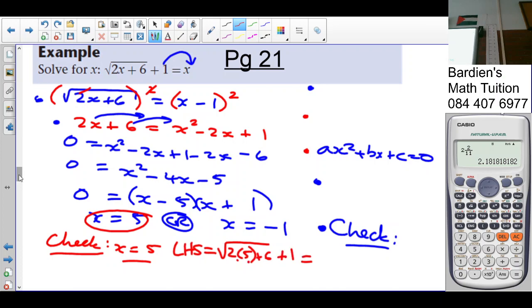What's 2 times 5? 10. 10 plus 6 is 16. Square root of 16 is 4. 4 plus 1 is 5. Can you see that, people? So once I substitute 5 in the left hand side, this comes to be 5. Let's look at the right hand side. What is the right hand side? Just x. So it's just going to be 5. So is the left hand side equal to the right hand side? Yes. So this is actually a solution. Does it make sense? Okay, write this down.